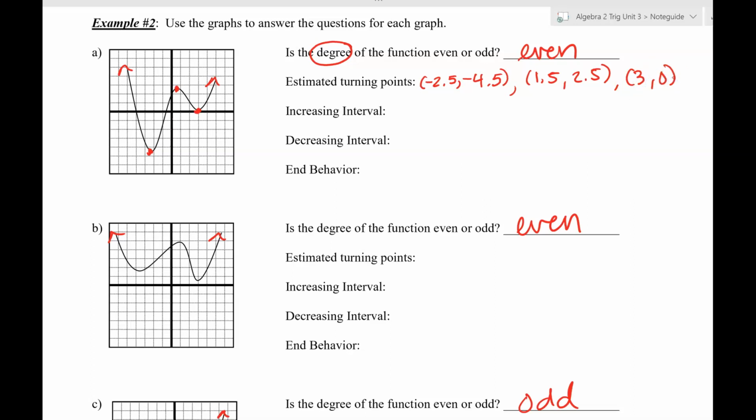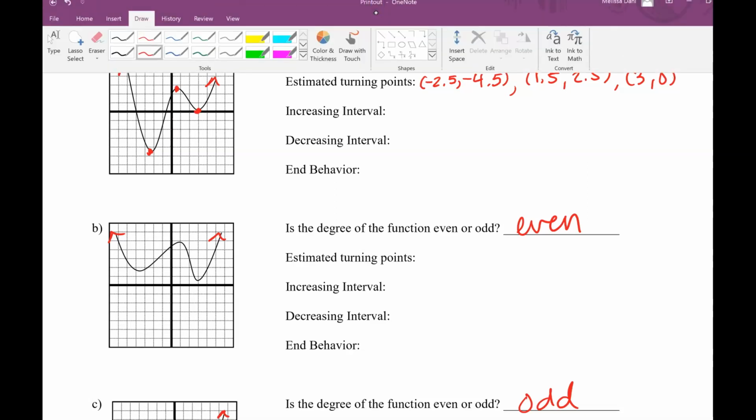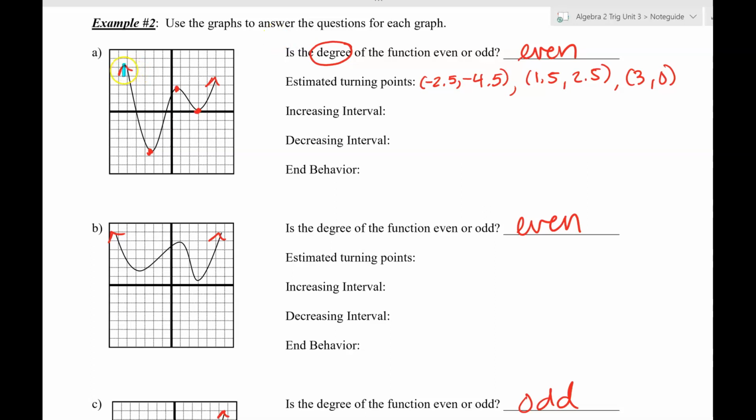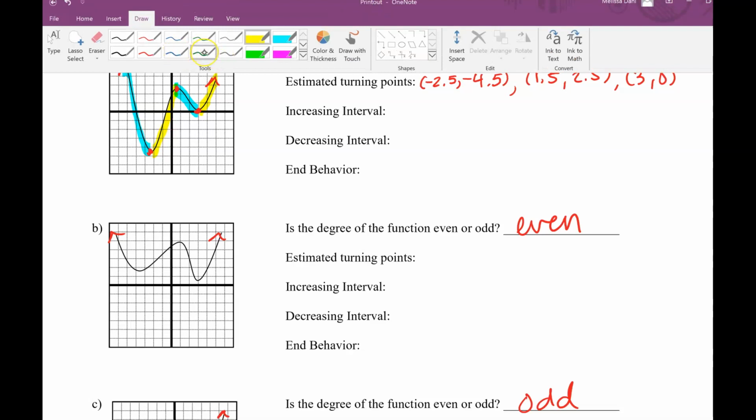Now the next thing we want to talk about are increasing and decreasing intervals. So remember, and I'll just highlight them in different colors, we go from left to right across the function. Here I'm decreasing, I hit the turning point, then I increase. Then I hit a new turning point and I decrease again. Then I hit the next turning point and I increase. Everything that would be part of the decreasing interval, I've highlighted in blue, and everything that would be part of the increasing interval, I've highlighted in yellow.